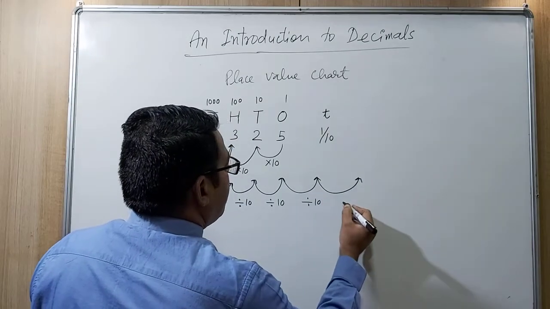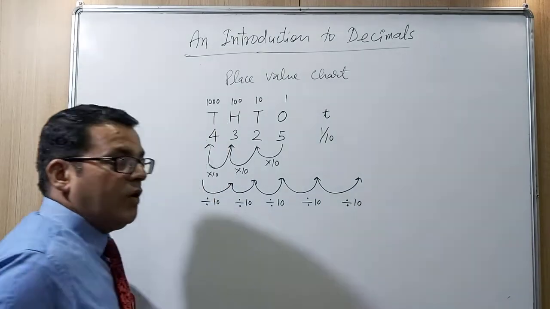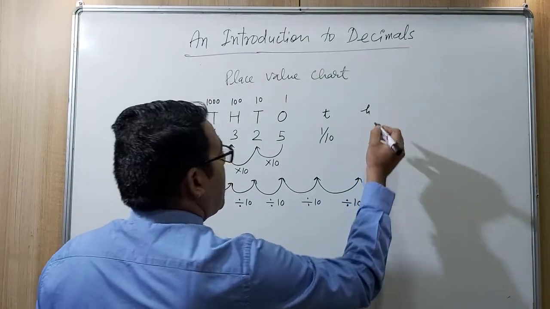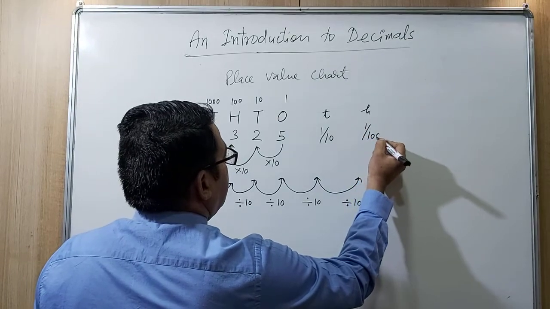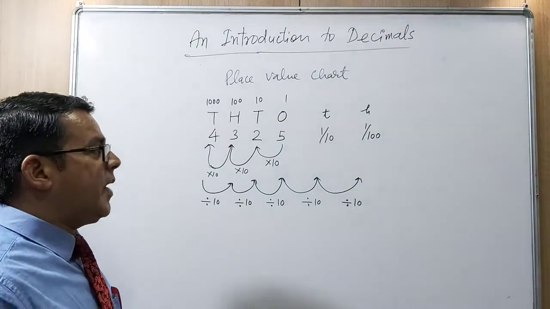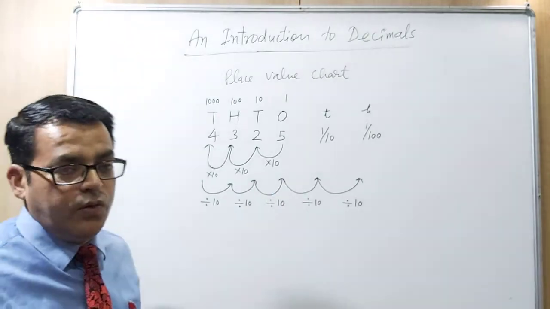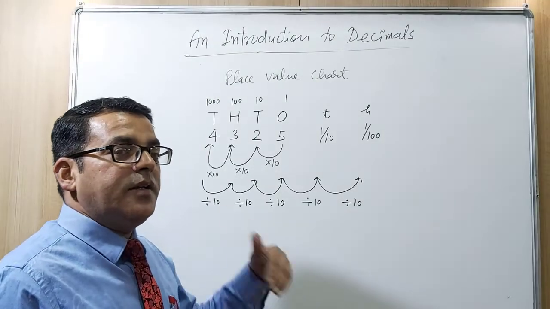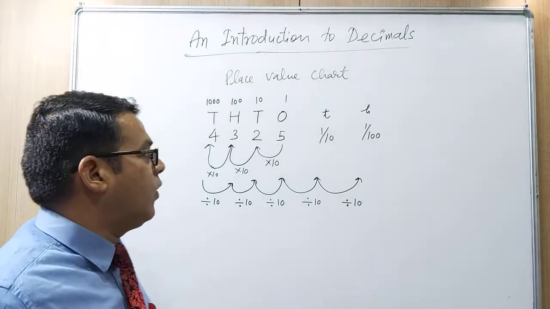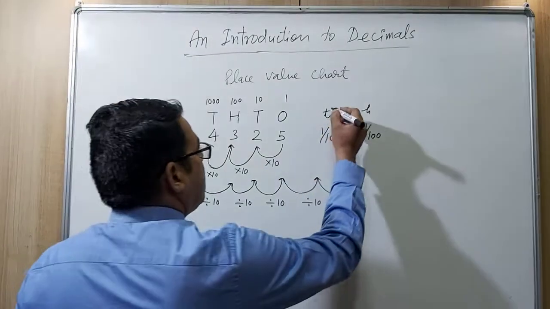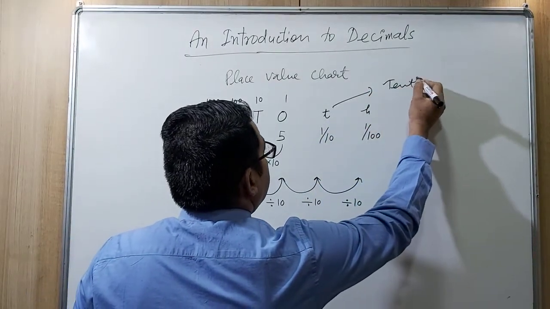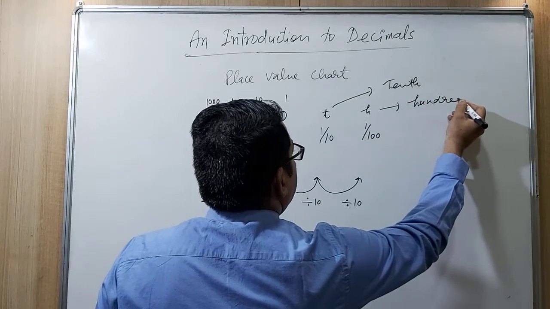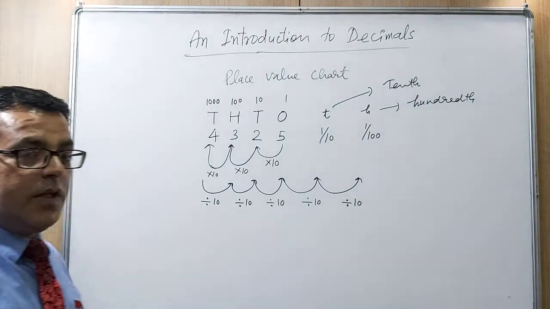And if I want to move one more step ahead, again I need to divide by 10. So I will move to the hundredths place. It is represented as 1 by 100, and so on. In a similar manner we can get the thousandths place, then the 10,000ths place, and so on. So this is the tenths place, and this is the hundredths place. Hope you understand now.